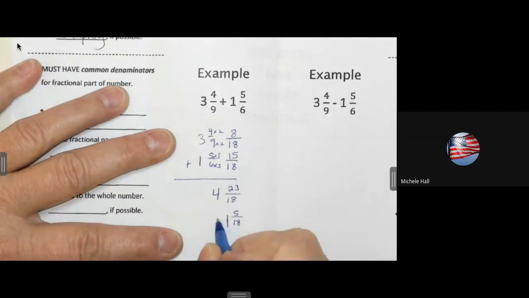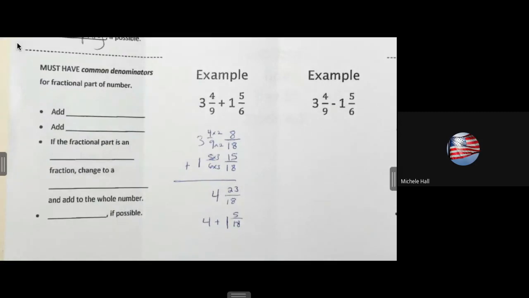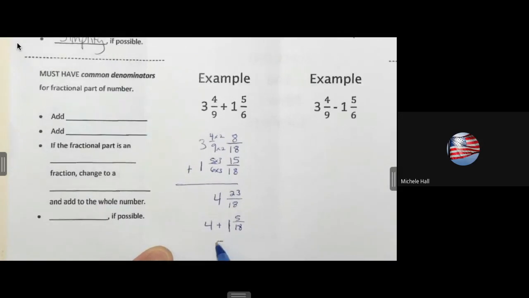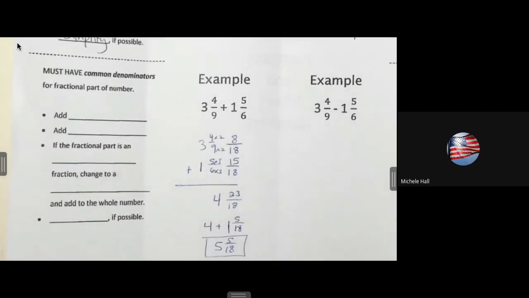And what I need to do is add the whole number to that. Change it to a mixed number so that you can see the whole number that's in there, and then finish adding your whole numbers together now. 4 plus the 1 I just pulled out is 5 and 5/18. So now we do need to make sure that we're changing our improper fractions to mixed numbers if there's a whole number to combine with it.